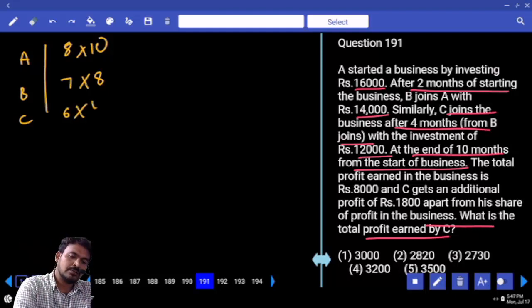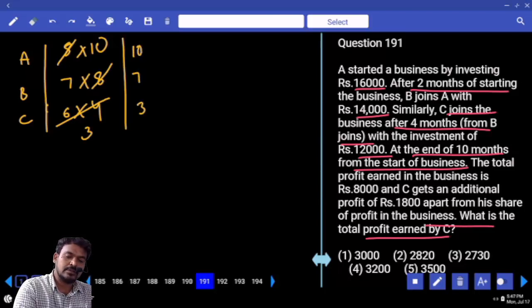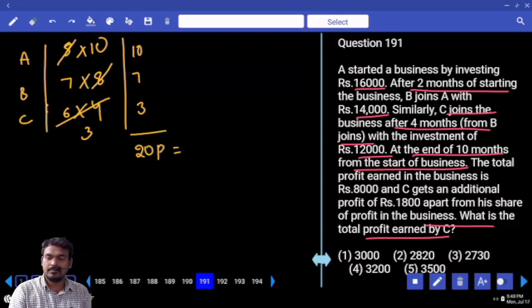What is the remaining time? 4 months. All are in multiples of 8. Profits are distributed 10 is to 7 is to 3. Okay, total profit is how many parts? 20 parts.